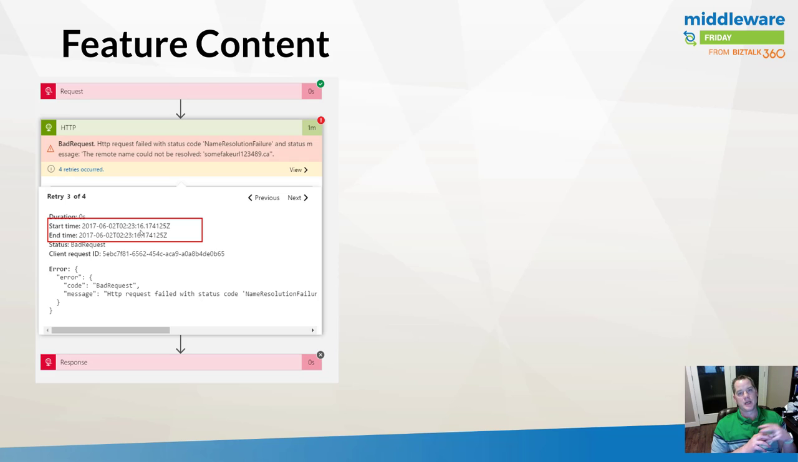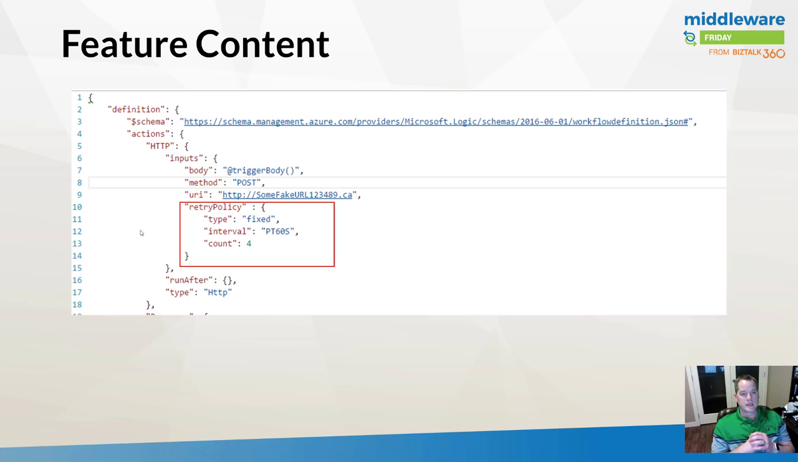Now, if you're exposing an HTTP endpoint, you don't want to be blocking that caller forever, so maybe that makes sense for you. But if you had an asynchronous process, you certainly would want to create a retry policy in order to give yourself more time to work through retries. So for example, we can add a retry policy.